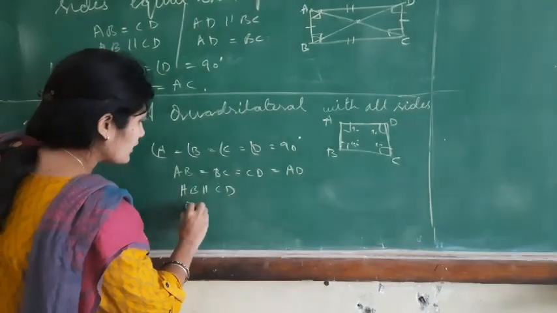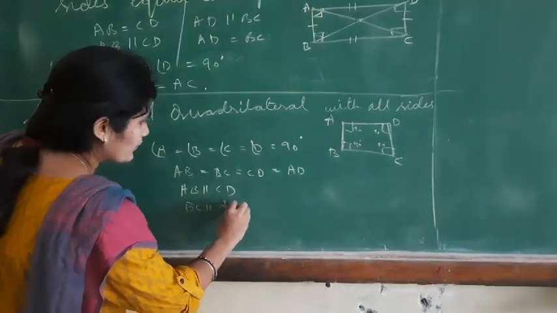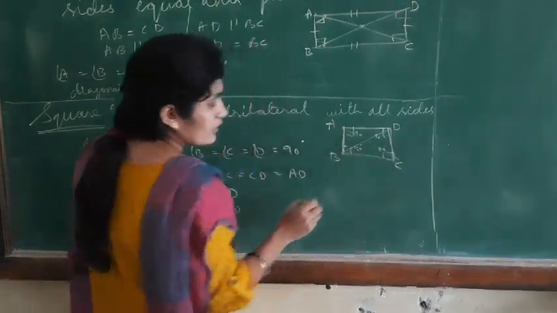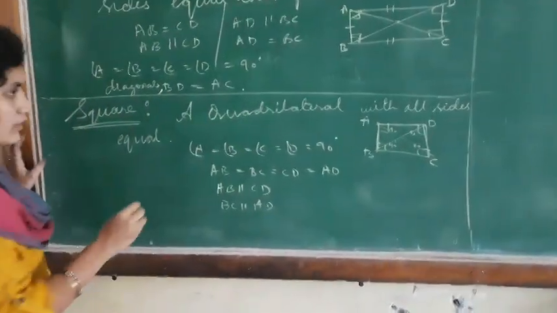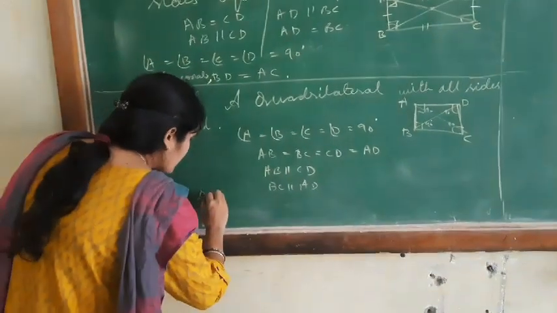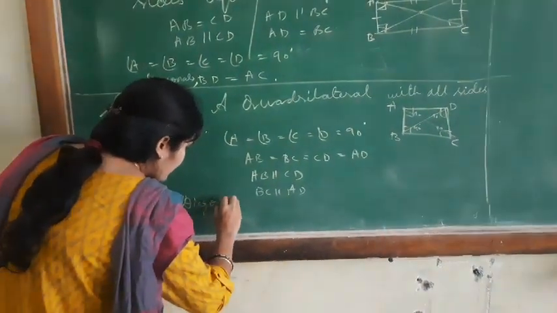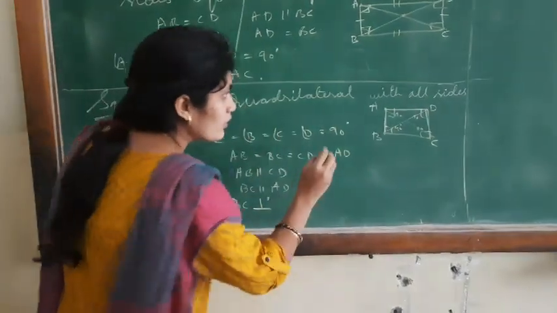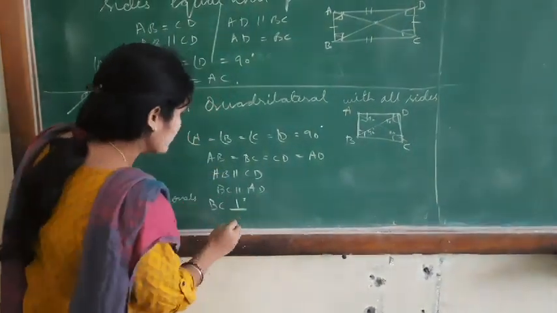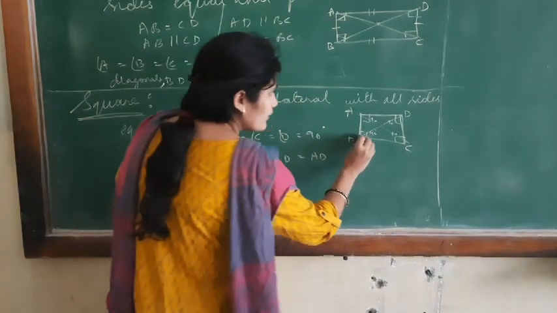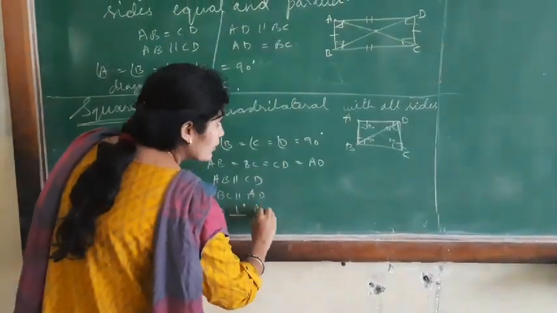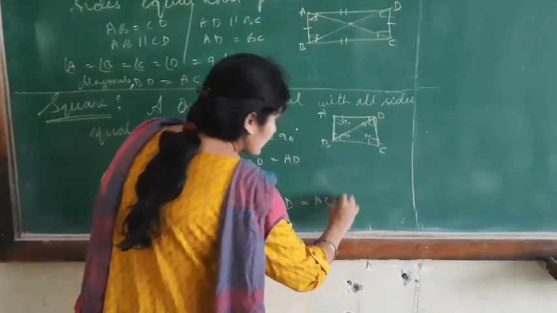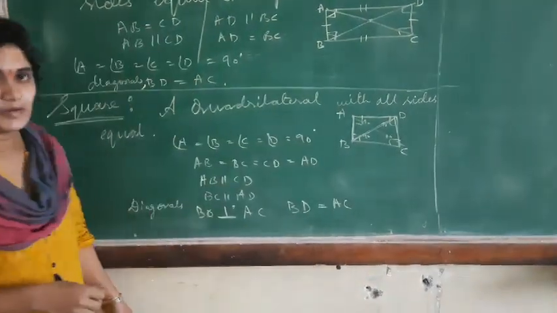That is, BC is parallel to AD, and the diagonals BD and AC are equal and perpendicular. BD is perpendicular to AC and BD is also equal to AC. They are equal in length and also perpendicular.